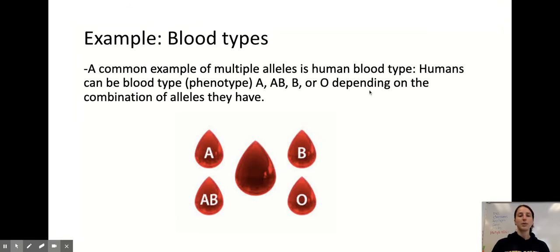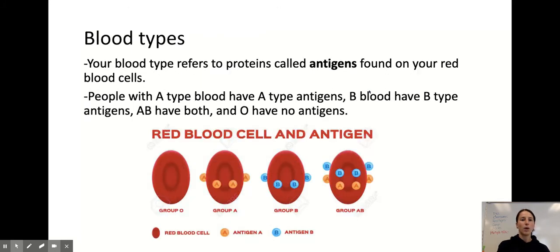So a common example that we use of this is blood types. You can have 4 different blood types, and these are the phenotypes. So your phenotype can either be type A blood, type AB blood, type B blood, or O type blood. And that's going to depend on the combination of alleles you have and how those are expressed. So you might know your blood type or you might not, but you are one of these 4 types of blood. So what actually is blood type?